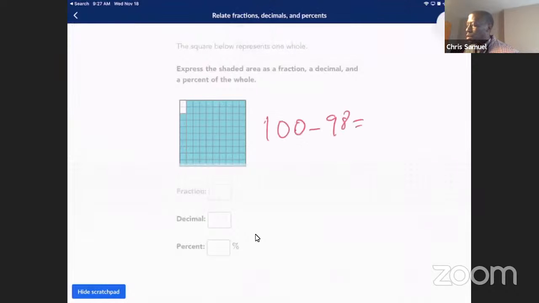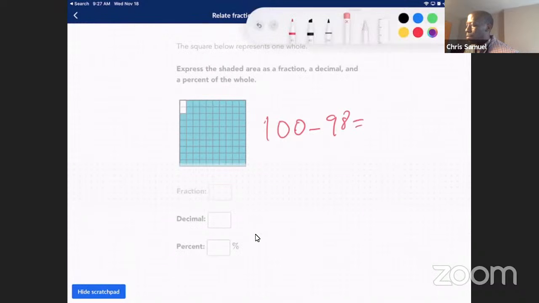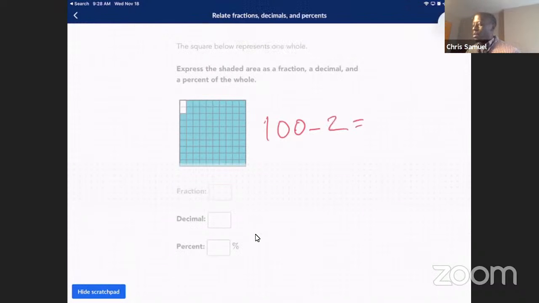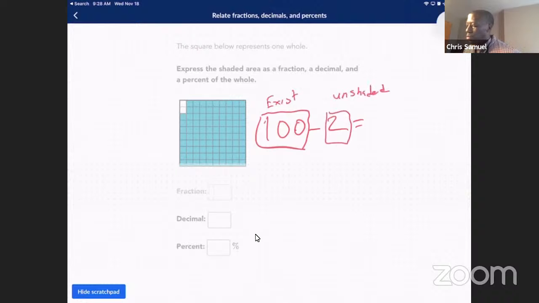Actually, I did this wrong. I want to actually do the opposite. This is basically how many blocks there are, how many blocks exist, and these are how many blocks unshaded. If you want to know how this formula works, this is probably a little bit advanced. Existing blocks minus unshaded blocks. That's kind of like what my function is.